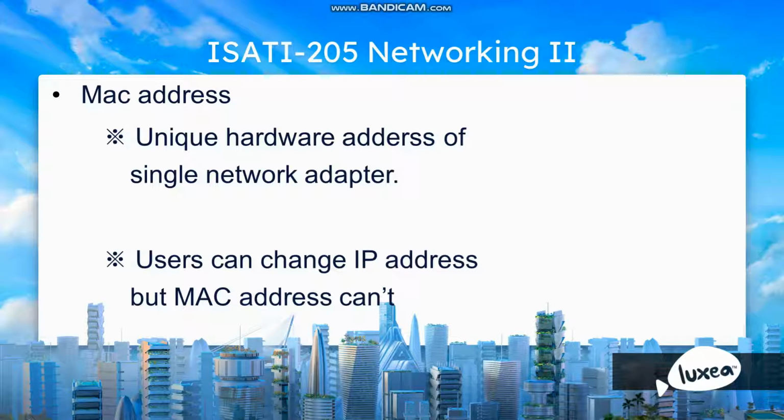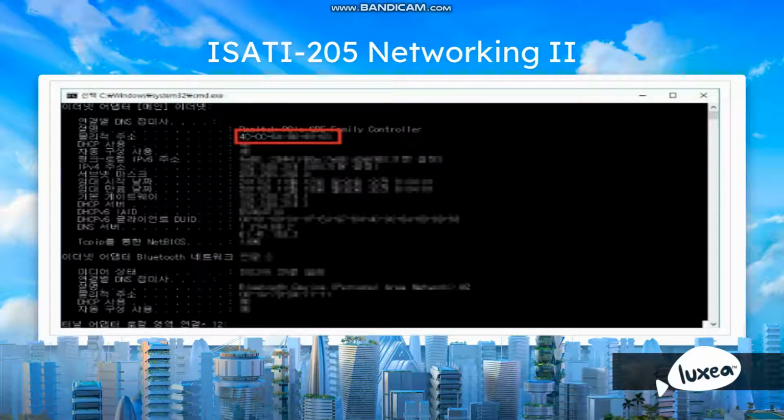It is the unique hardware address of a single network adapter. IP addresses can be changed by the user, but a MAC address cannot be, because it is a unique identifier to the network, which means it is the unique hardware address of the network adapter. And figuring out my MAC address is very easy. Go to the command line and do ipconfig /all. Sorry for the Korean because I'm using a Korean interface, but it should be the physical address, and it shows the MAC address like that.